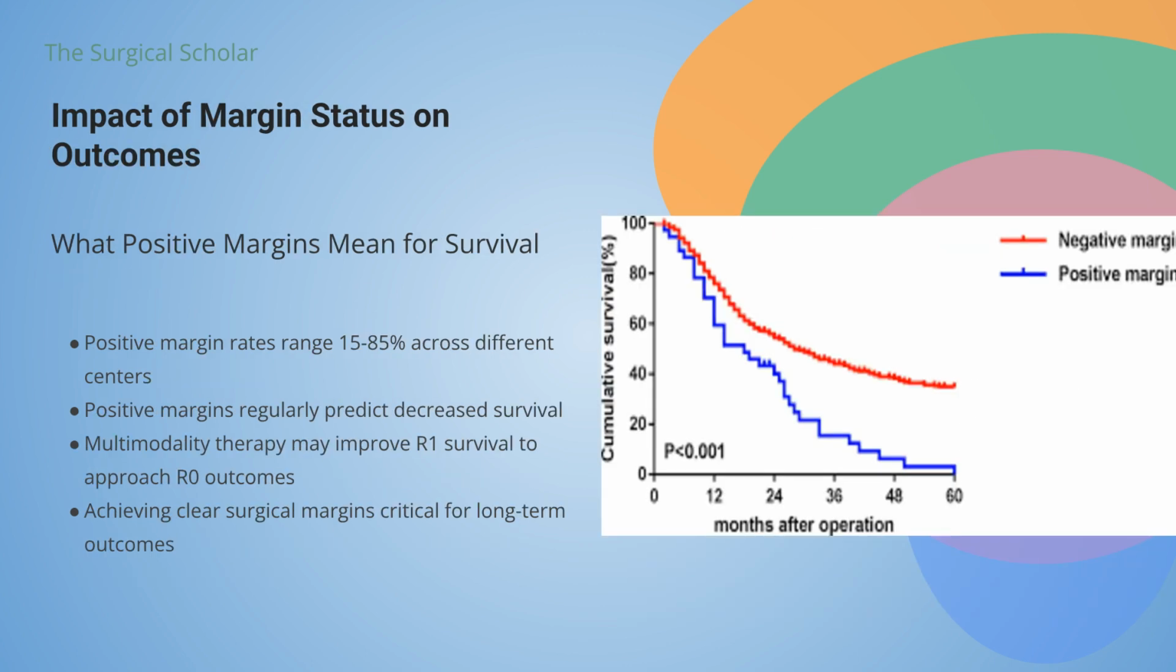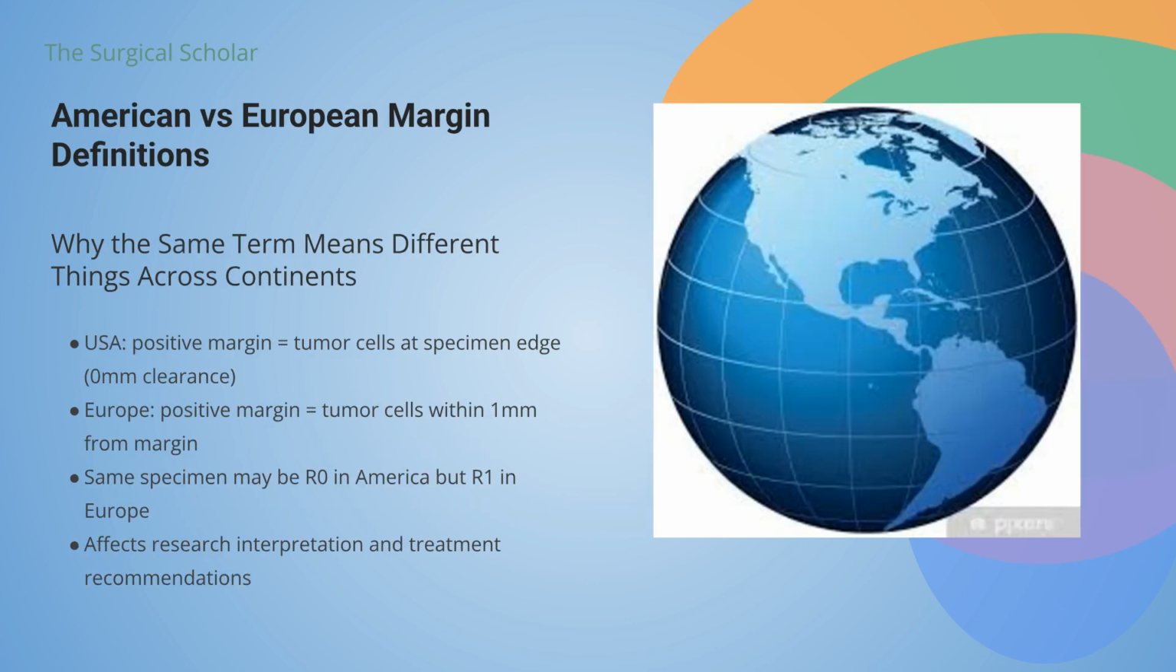Here's where it gets interesting. Research shows positive margin rates range between 15 and 85% across centers, and when present, these regularly predict decreased survival. However, multimodality therapy, combining surgery with chemotherapy, may improve R1 survival to approach R0 outcomes. The survival curve here is illustrative of this concept.